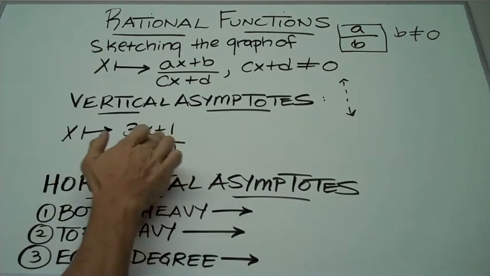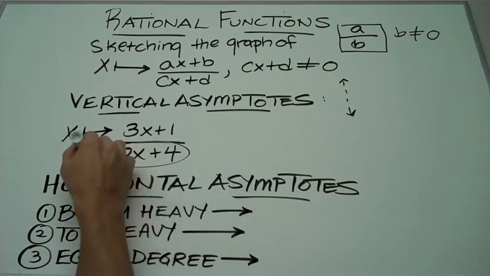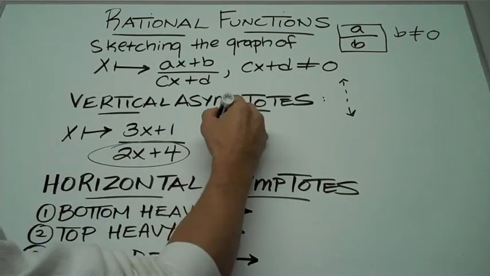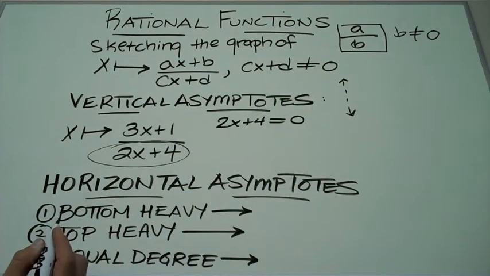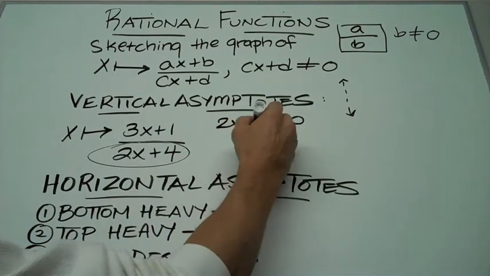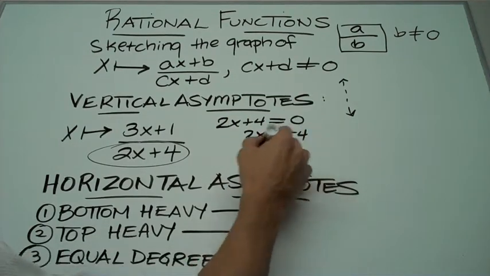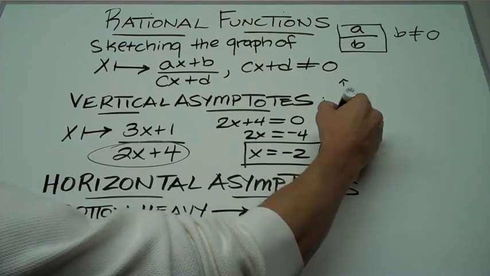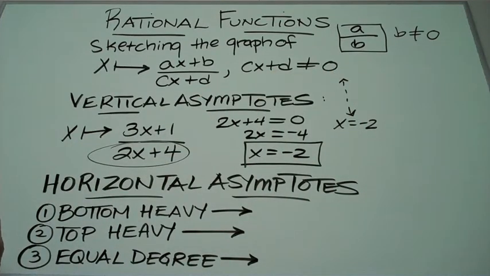Well, wherever our denominator is equal to 0, we'll have a restriction. So in this case, our denominator is 2x plus 4. So 2x plus 4 cannot equal 0, or if it equals 0, that will give us our asymptote. So 2x equals negative 4, so x is equal to negative 2. There is a vertical line at x equals negative 2. Our graph will not pass through that line. That's our vertical asymptote.